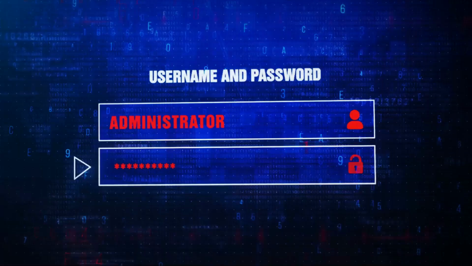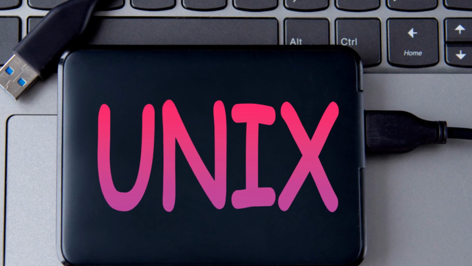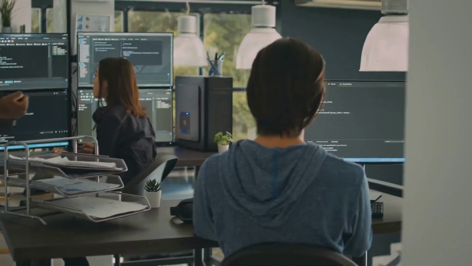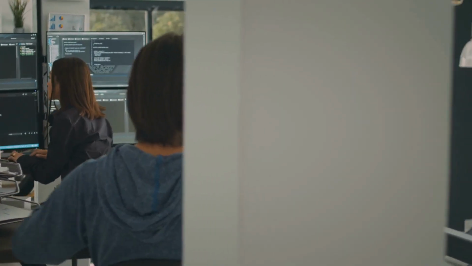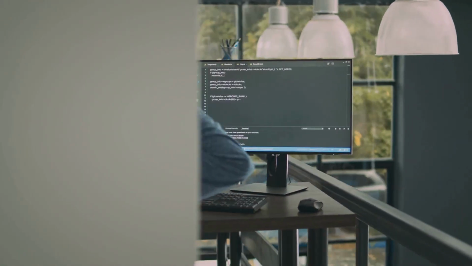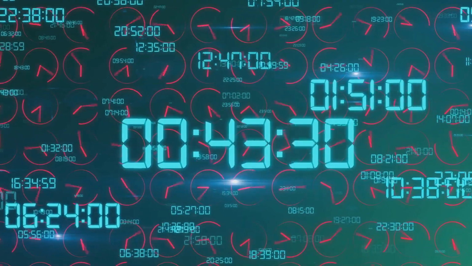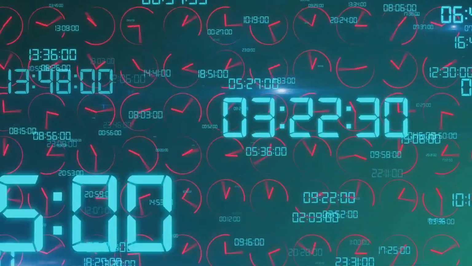Meet the Y2K38 bug. This pesky little bug is a potential problem for Unix-based systems, which are used worldwide in everything from laptops to supercomputers. You see, these systems store time as a 32-bit integer, counting the seconds since the 1st of January 1970. This might seem like an arbitrary date, but in the world of computing, it's known as the Unix epoch. Now, why is this a problem, you ask?